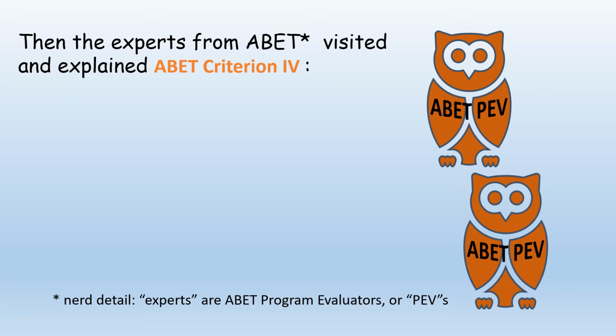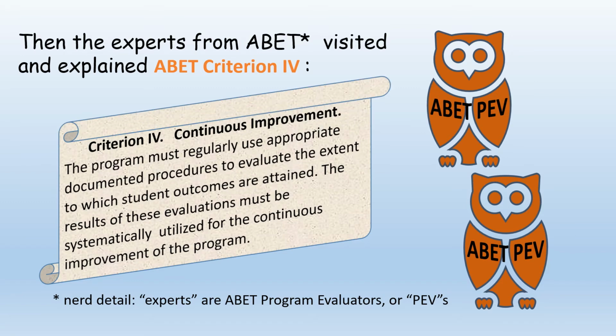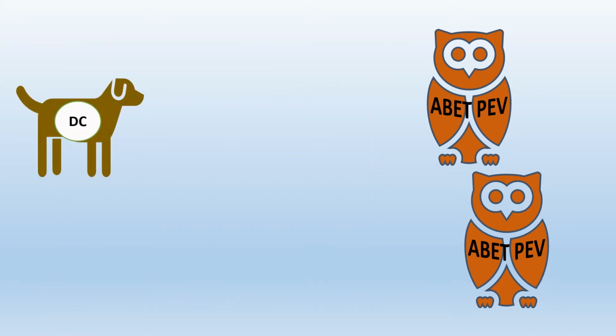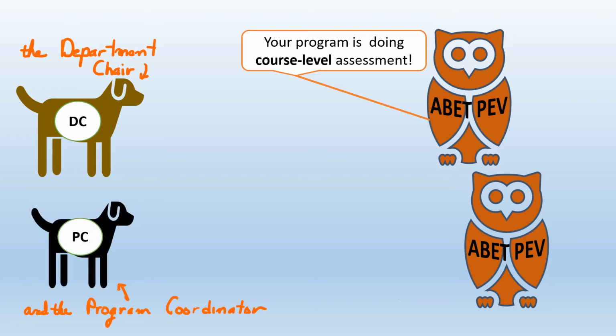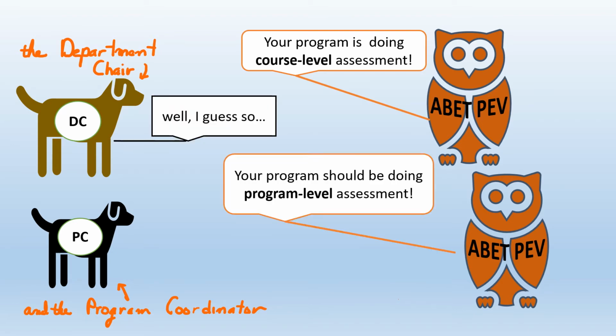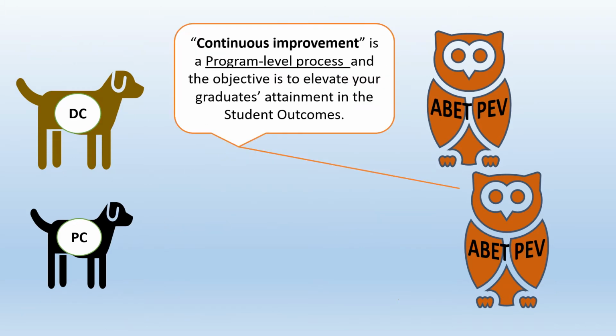Then the experts, the ABET program evaluators, or PEVs, paid a visit. The ABET PEVs explained Criterion 4 in a meeting that they had arranged with the department chair and the undergraduate program coordinator. Your program is doing course level assessment. Well, I guess so. Your program should be doing program level assessment. Oh. Continuous improvement is a program-level process, and the objective is to elevate your graduates' attainment specifically in the student outcomes.